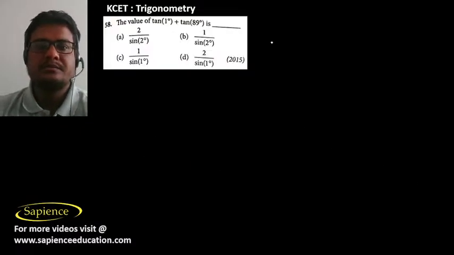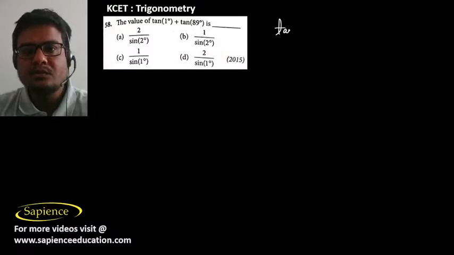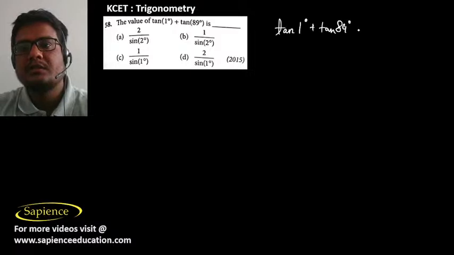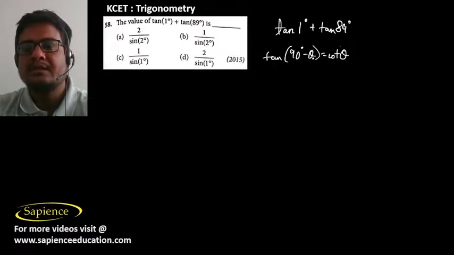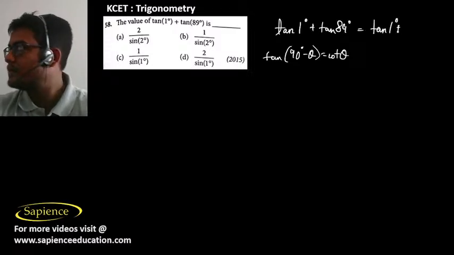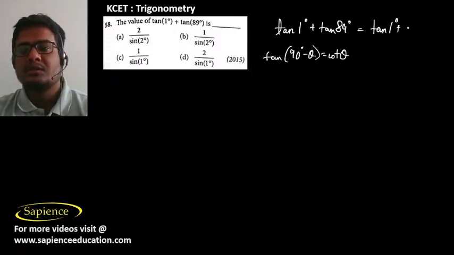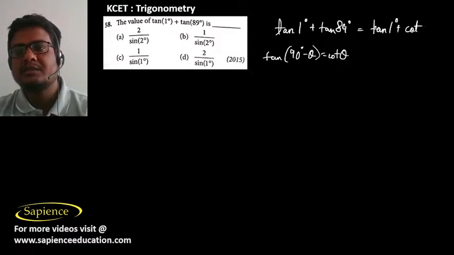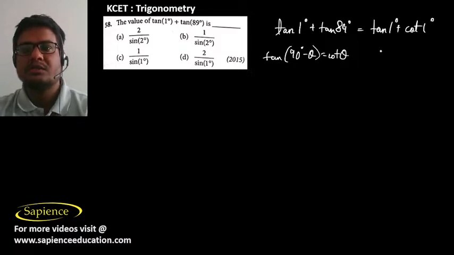Okay. Then it is told to find the value of tan 1 degree plus tan 89 degree. Now we know that tan (90 minus theta) is equal to cot theta. Tan theta is cot (90 minus theta). So this we can write, this is tan 1 degree plus cot (90 minus 89 degree), which is cot 1 degree.